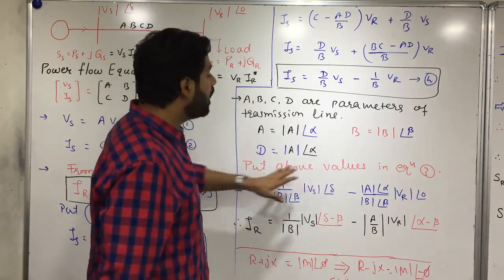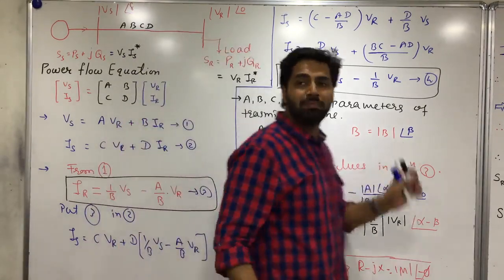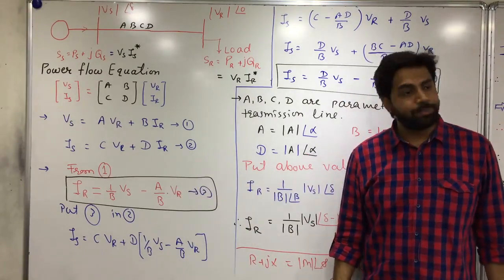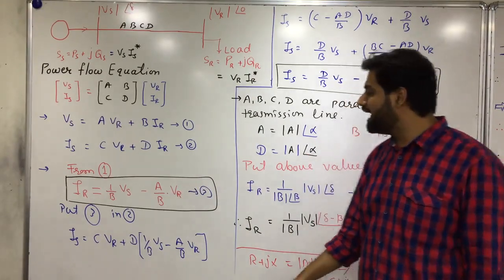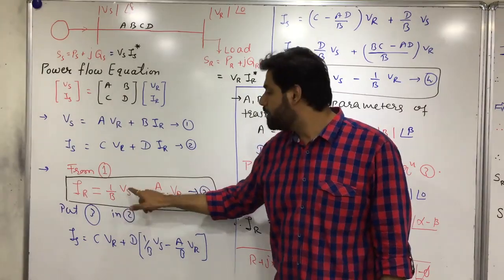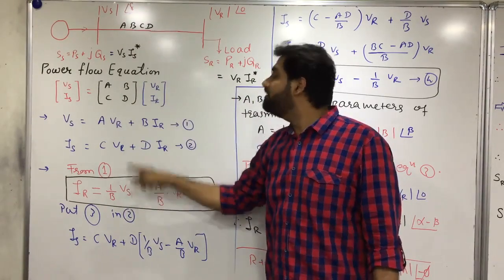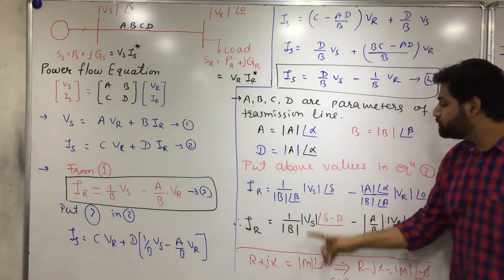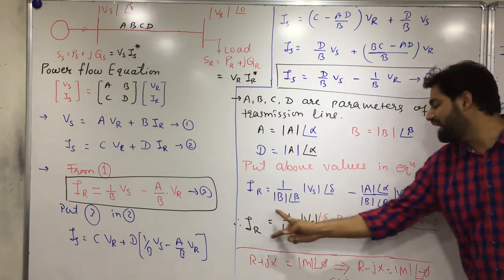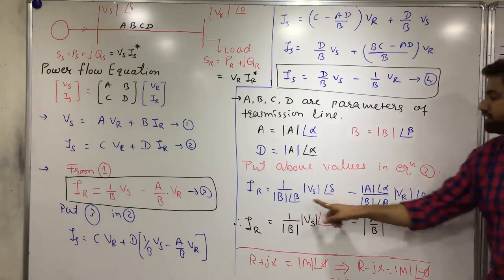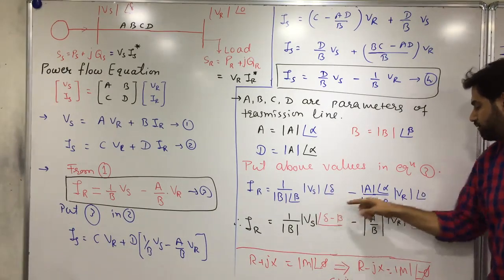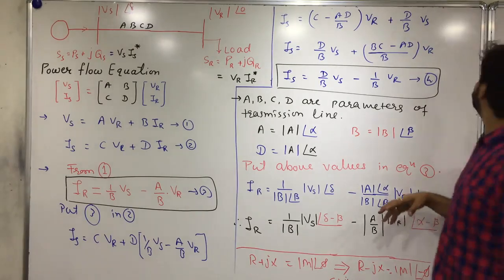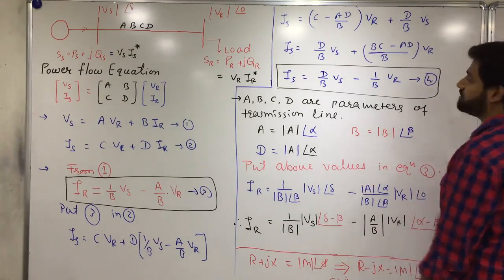So we put all the above values in equation number 3, which is the equation of IR. Did you understand that? So now I put mod B at an angle beta, mod Vs at an angle delta, A at an angle alpha, B at an angle beta. All these values I have kept here and got the final IR equation. Here we have delta minus beta, and here alpha minus beta.